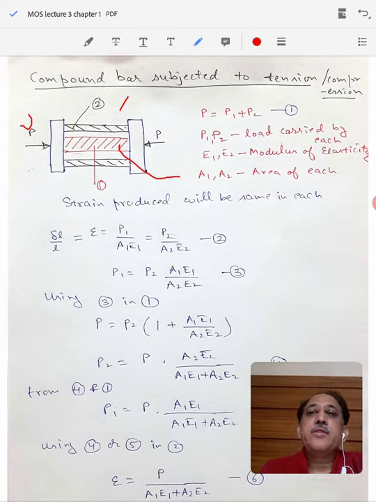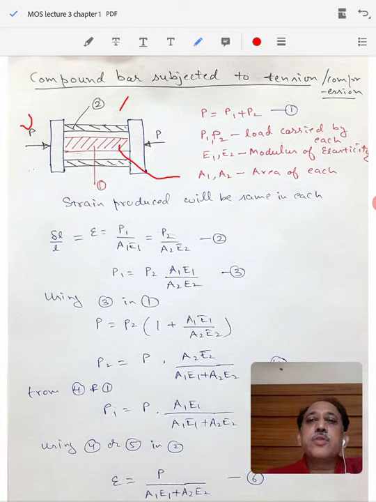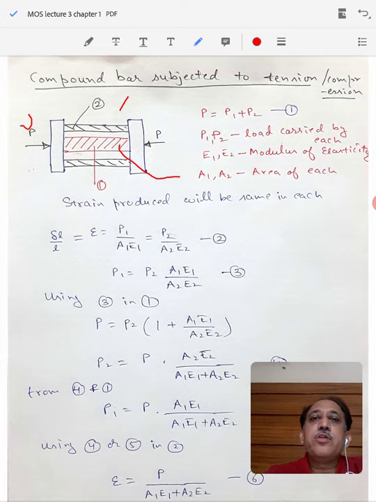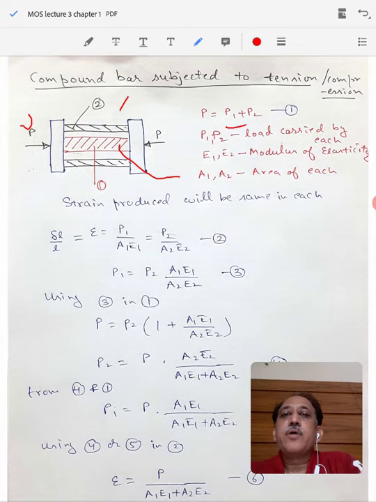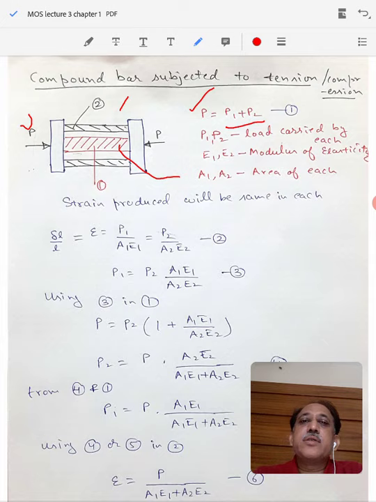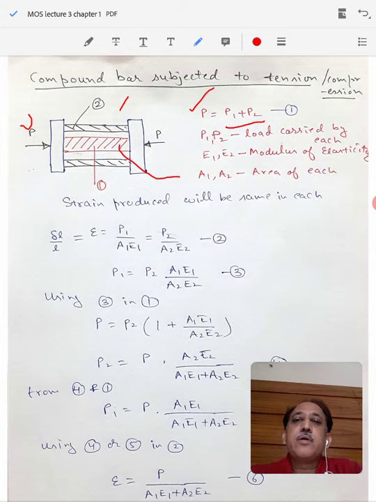Now as these both the members, the solid middle portion and the circular tube which is outside, they both are sharing this total load that is being applied on them. So the actual load that will be acting on each of these will be given by, let's say, P1 plus P2, and the net load will be the sum of P1 plus P2. So P1 and P2 are the load carried by each of these material parts, the middle part and the tube part.